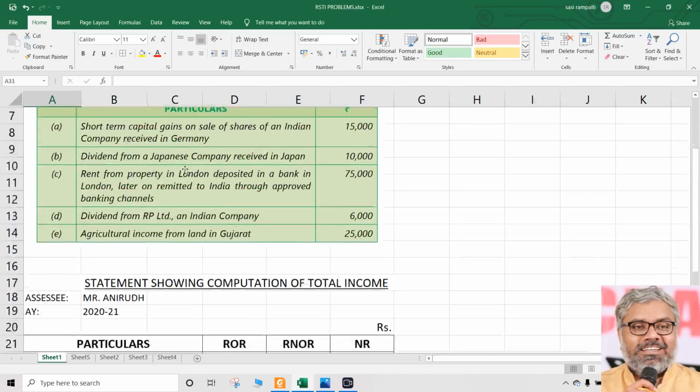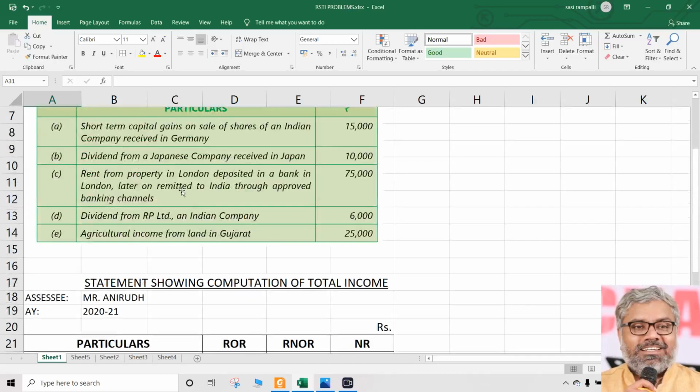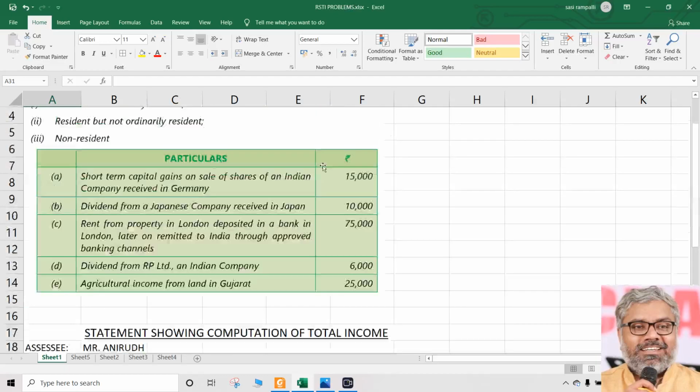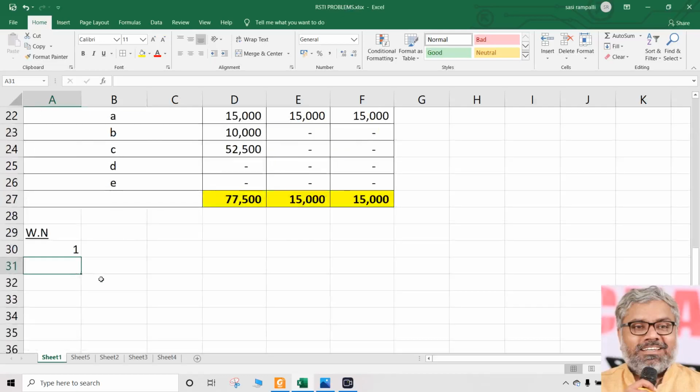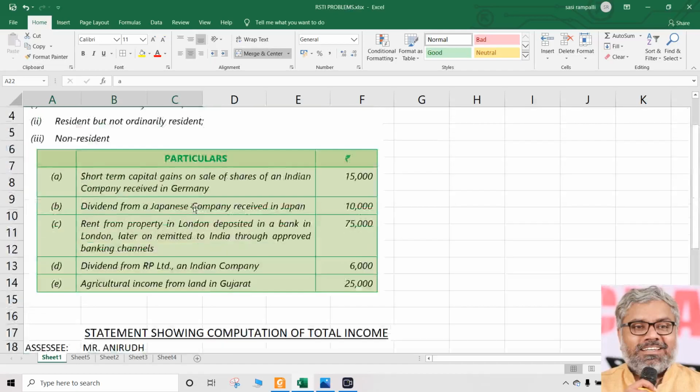Why? Because that is section 9, which is talking about incomes related to the sale or transfer of a property situated in India, or deemed to accrue or arise in India. Since the sale of shares of an Indian company has happened, that is deemed to accrue or arise in India, hence it is taxable. So 15,000 rupees is taxable according to section 9, which you can write as working note number 1.